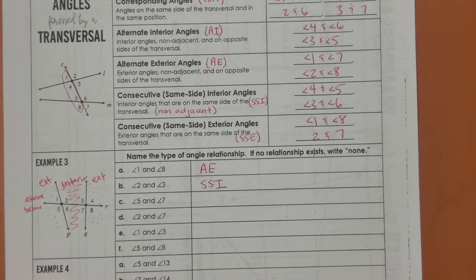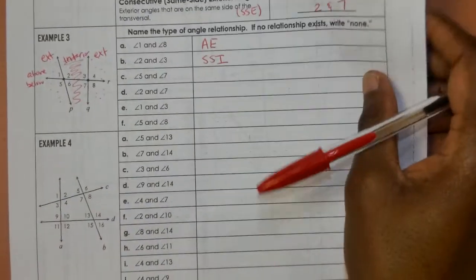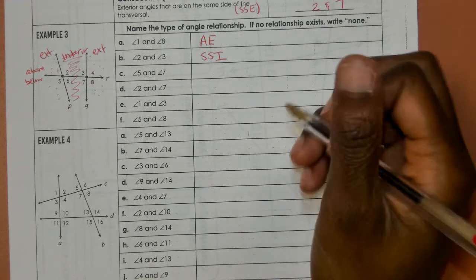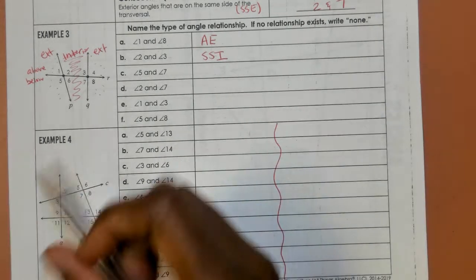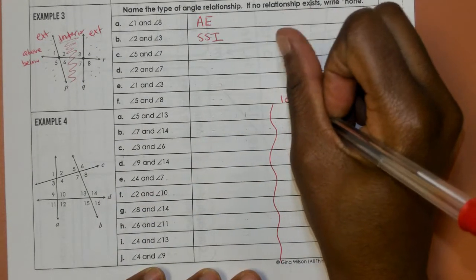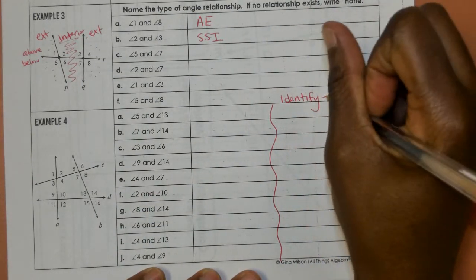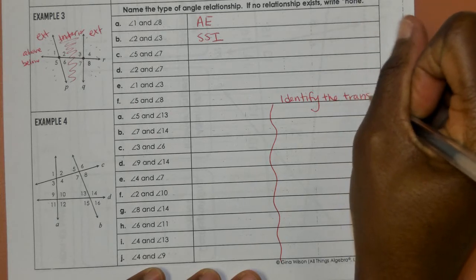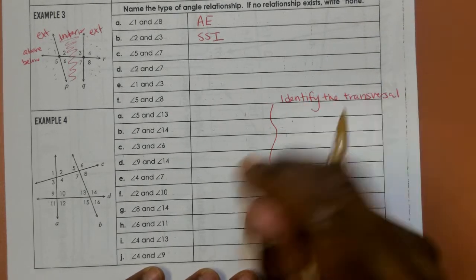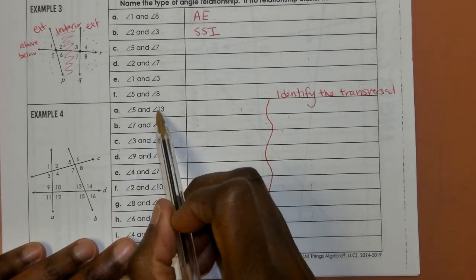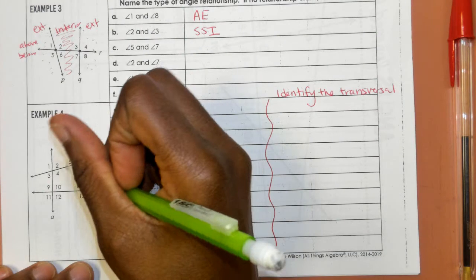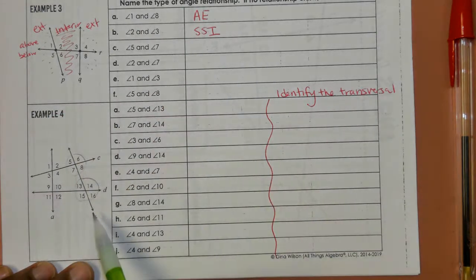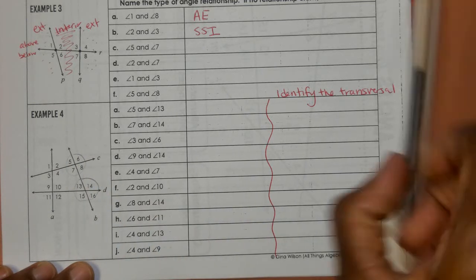All right, coming down here, for 4 through the end, what I want you to do is identify the transversal first. This one has a lot going on, and the transversal is going to change depending on which angle we're at. If we're looking at 5 and 13, 5 and 13 are on this vertex and this vertex. Both of those vertices are on line B. So line B would be my transversal.